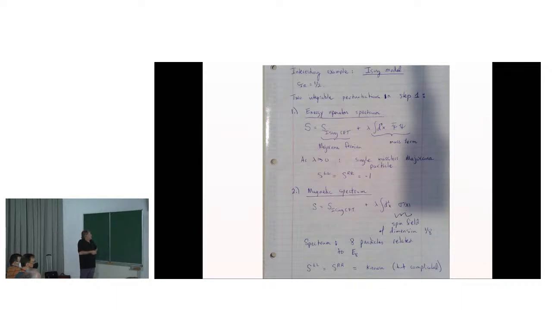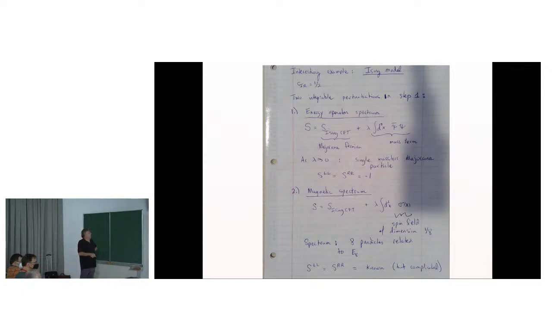Kind of more interesting is that the other primary field is a spin field, and it turns out that this is also integrable, as first shown by Zamolodchikov in the late 80s. And it involves 8 particles, nothing to do with the Majorana fermion. So you have 8 massive particles here related to E8. I'll explain that later.